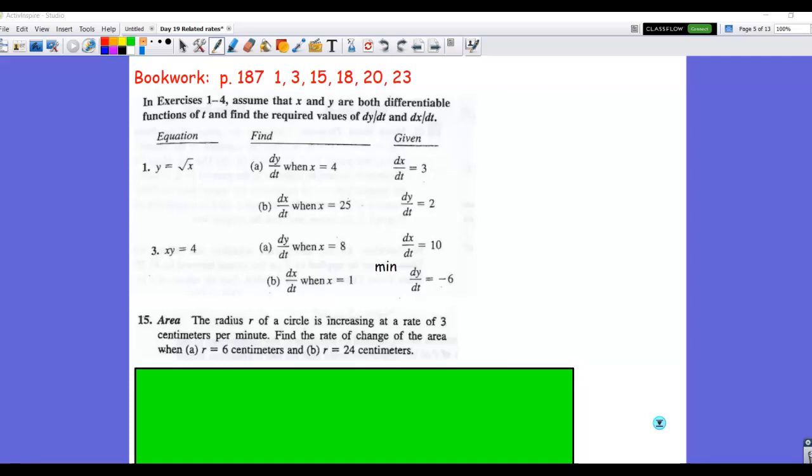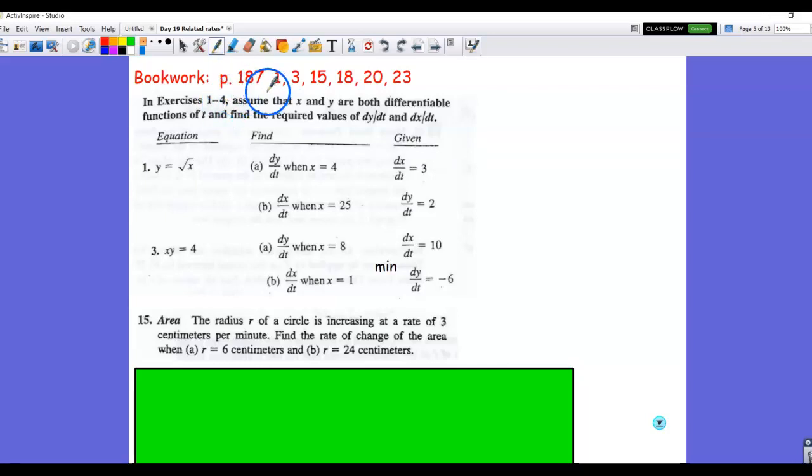Let's take a look at the homework on page 187 on related rates. To start the homework, we're just going to practice some implicit differentiation because, as you know from the lesson video, related rates is simply an application of implicit differentiation. You're going to use implicit differentiation to solve an application problem, a related rate problem.